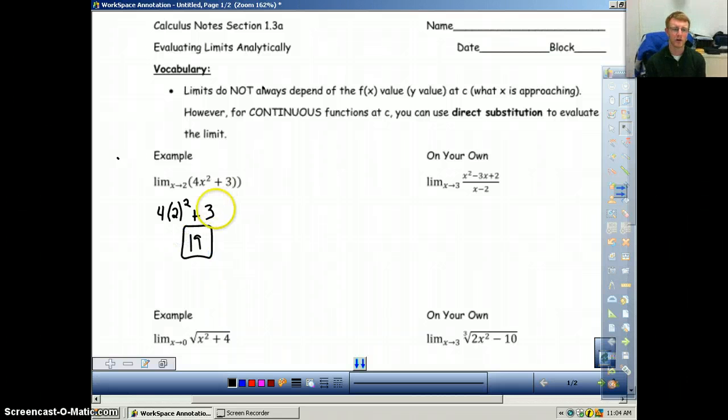So again, if we were to graph this parabola and go to 2, you would see that from both sides of 2, it would be approaching 19. Okay, so let's look at this example down here.